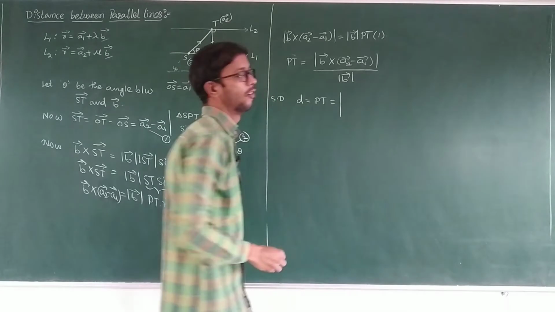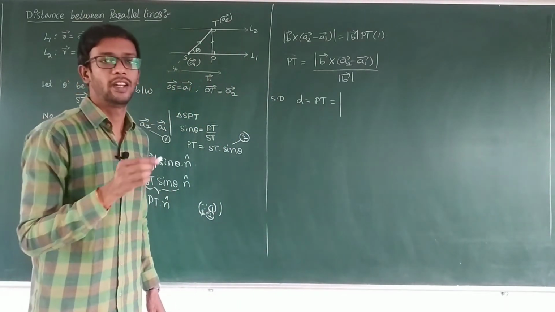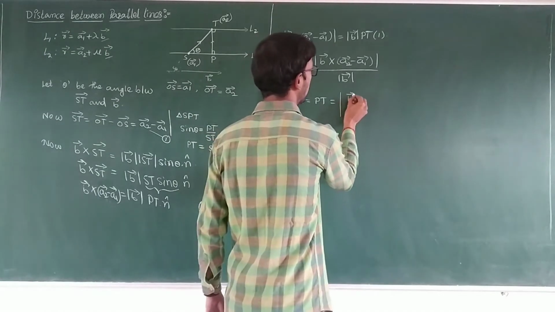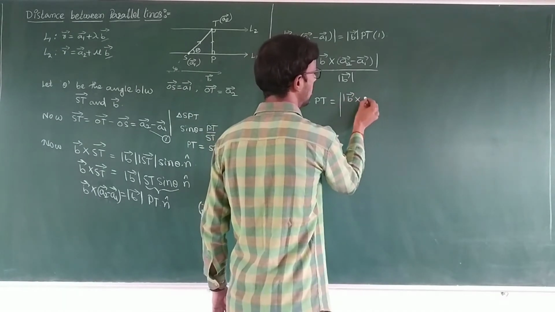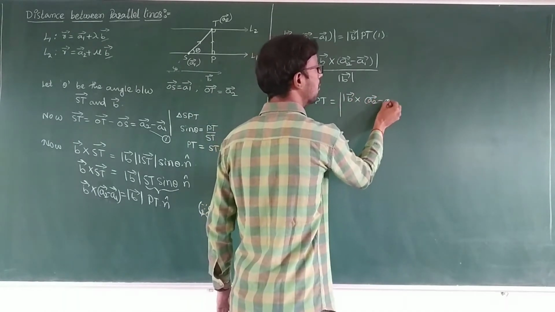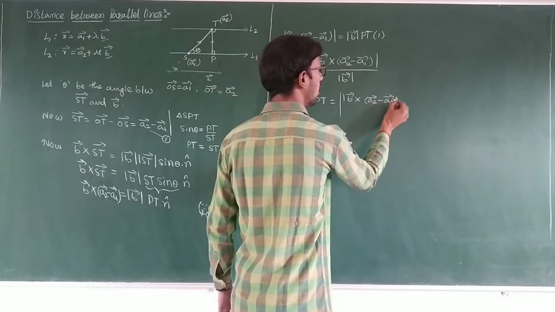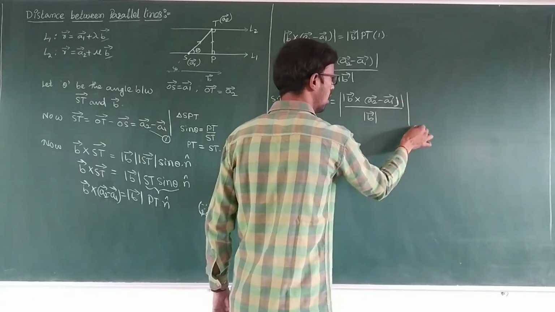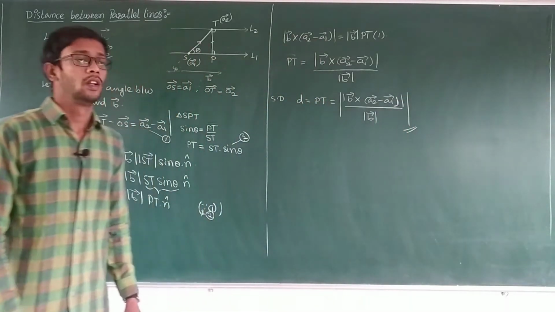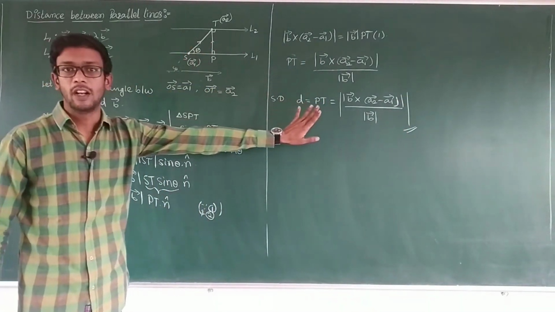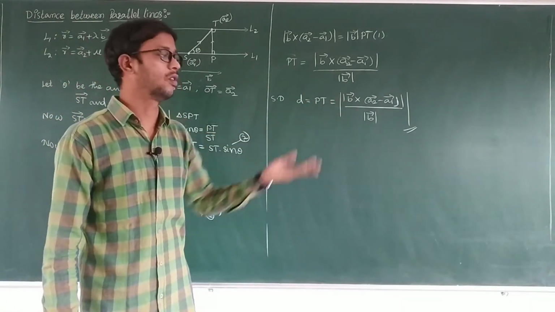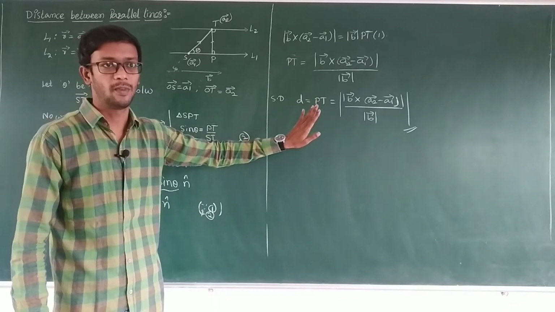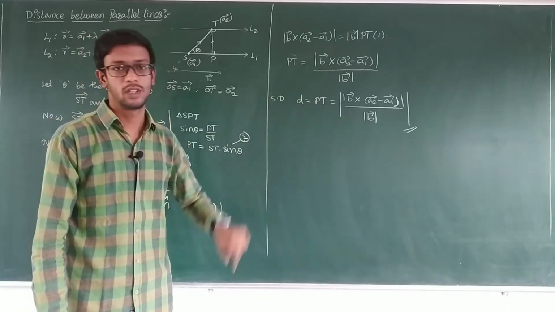Why are you writing the mod? Because distance is always positive; that is the purpose of the mod. So the distance is the magnitude of B bar cross (A2 bar minus A1 bar) divided by magnitude of B bar. Parallel lines are given in this vector form. There is no Cartesian form in our syllabus, only vector form is given. You have to use this formula.